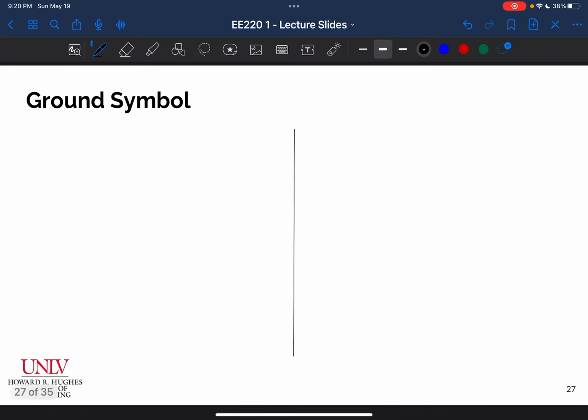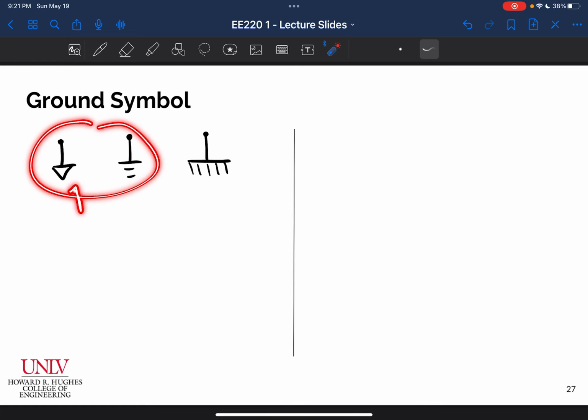We also want to talk about ground real quick. So I want to talk about the symbols I've seen for ground. This is one of the more common ones. This is the one LTspice uses. I've also seen this one a lot, and then even more recently, I've seen this one a couple of times, which is an interesting one. Mainly, I'll probably bounce between these two, but I'll focus more on this one because LTspice uses this one right here. And so the question is, what does ground tell us?